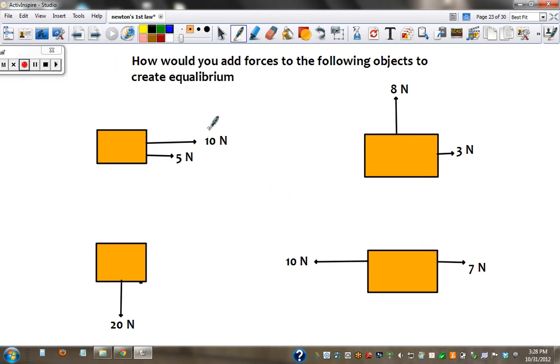Some more examples. Draw these. Add the forces on the following objects in order to create equilibrium. So pause the video, draw these. After this, you'll need only about a third of a page. So this is pretty much it. Here come the answers. Balance that, equilibrium. Add 3 here, equilibrium. Add 20 up here, equilibrium. Add 15 newtons there.